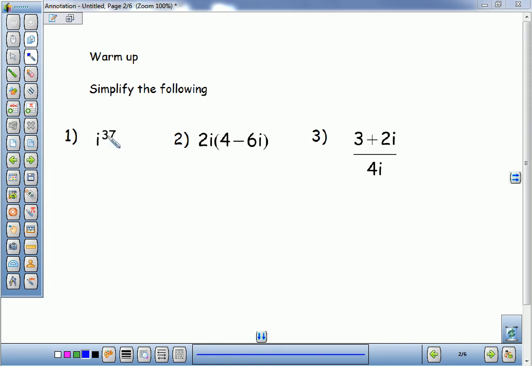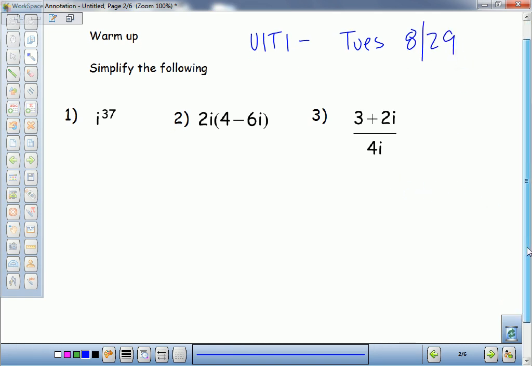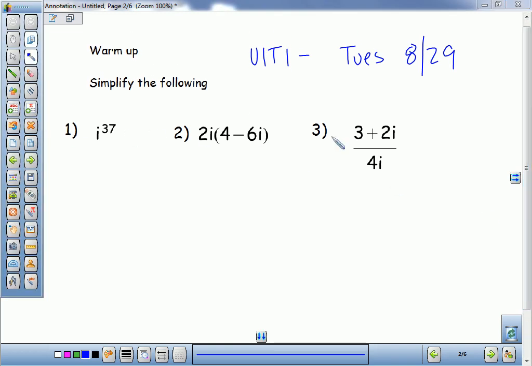Okay, for today's lesson, we're going to start off with a little review. I do want to remind you that your first unit test, Unit 1, Test 1, will be Tuesday, August 29th. That is next Tuesday. So to help remind us of some things we've already done, our warm-up today covers operations with complex and simplifying imaginary numbers.